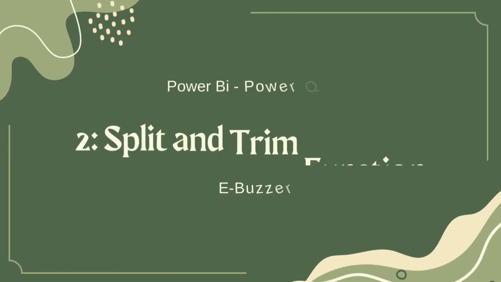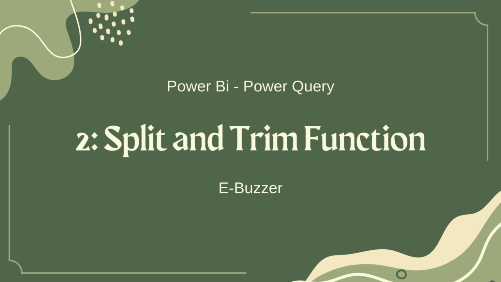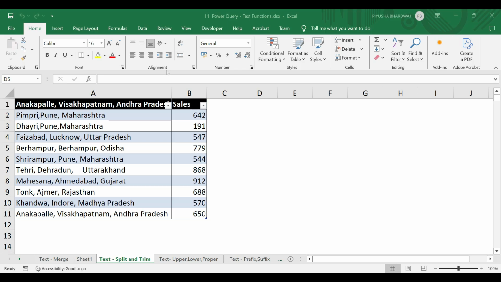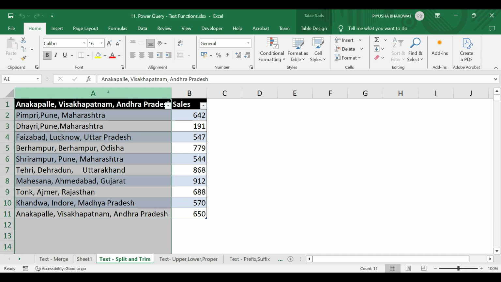Now let us see how to work on the split and trim functions. I have one column where all the text is combined into one column like this, and I want to split it into three different columns. So you can see we have Pimpri, Pune, Maharashtra. These are three different place names and they are concatenated together. Same way I have Shrirampur, Pune, Maharashtra.